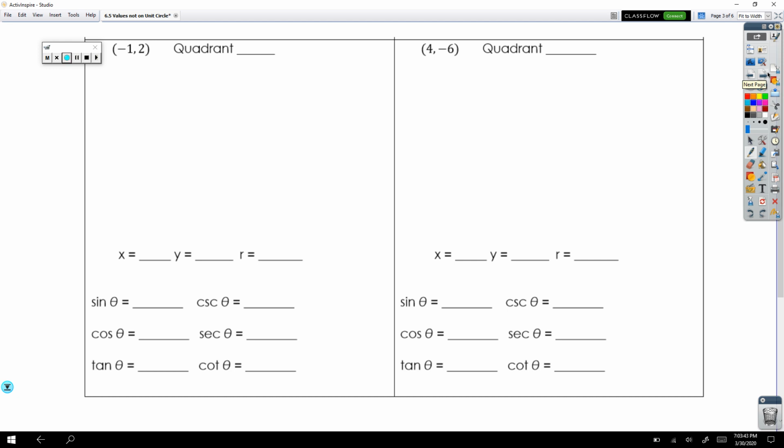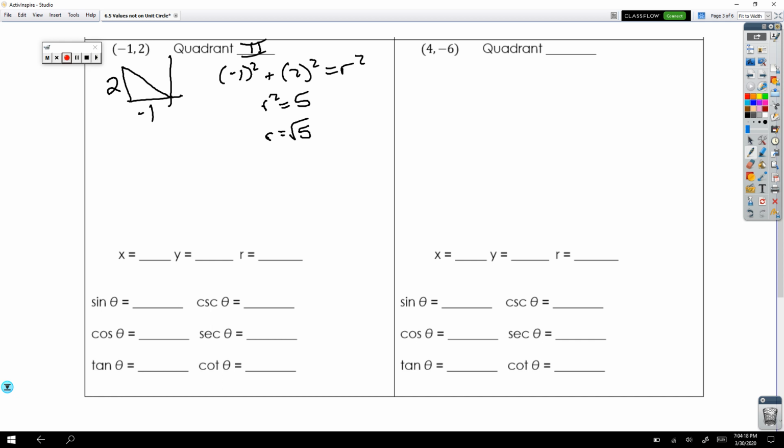So again, start by identifying the quadrant in our triangle. So we have -x, positive y. So that is quadrant 2. Draw our triangle here. I have an x distance of -1 and a y distance of 2. So let's find r. So x squared plus y squared equals r squared. So that's going to be 1 plus 4. So I would have r squared equals 5. So r is root 5. So we have x equaling -1, y equaling 2, and r equaling the square root of 5.